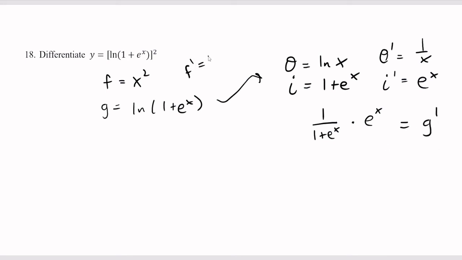F prime, on the other hand, is just 2x. So the overall big chain rule, this big f and g, was derivative of f is 2 times, plug back in, 1 plus e to the x, times the derivative of the inside, which we found out was this, e to the x over 1 plus e to the x. And done.